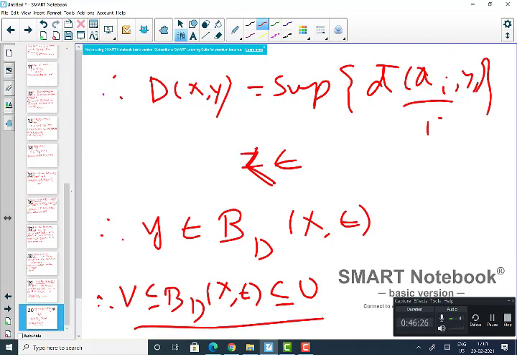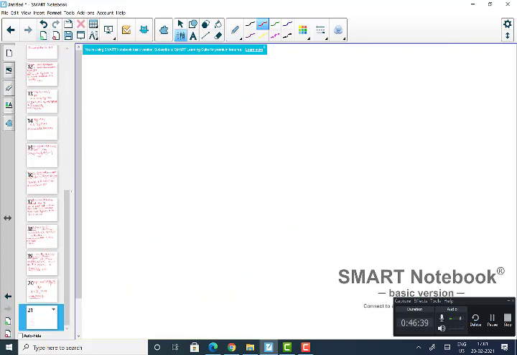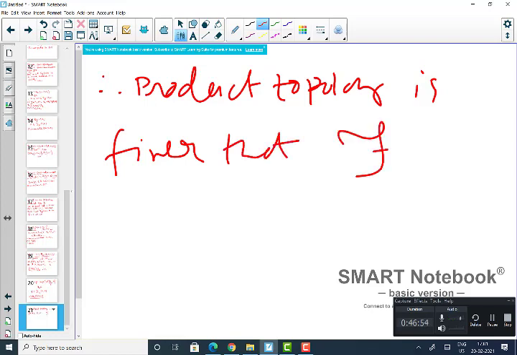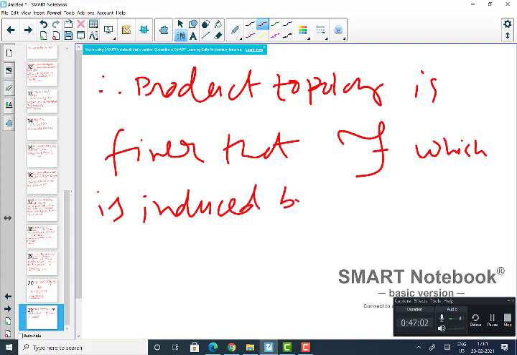So what does that mean? So this shows that the product topology is finer than that topology tau, right? Now we will prove the opposite part, that this topology is finer than the product topology, hence both are the same, right? Now this implies that the product topology is finer than this topology tau, which is induced by the metric D, right?